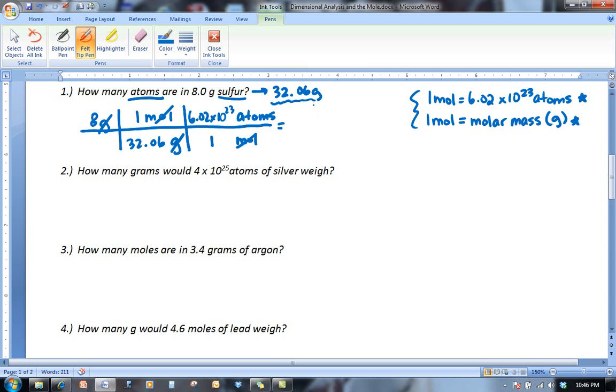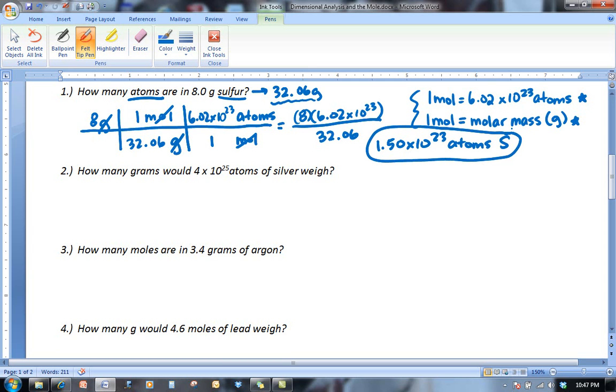And in order to solve this, I'm going to multiply 8 times 6.02 times 10 to the 23rd, and I'm going to divide that product by 32.06. And once I plug that all into my handy dandy calculator, I get an answer of 1.50 times 10 to the 23rd atoms of sulfur. And this is the correct answer for number one.